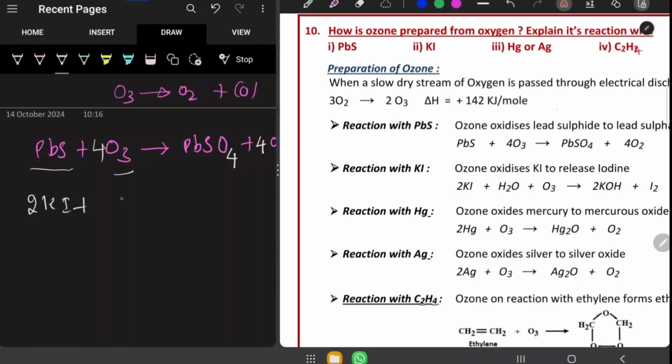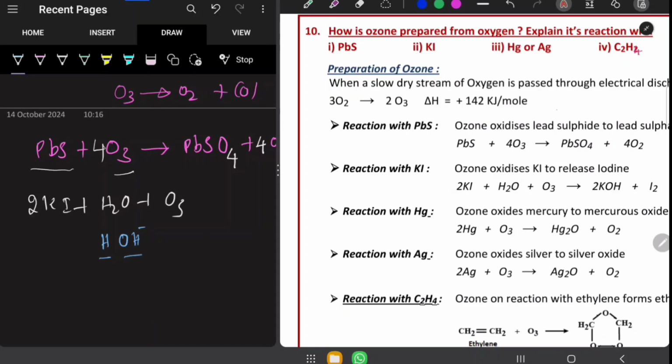2KI plus H2O plus O3. Here, H2O, you remember H2O as HOH, which means one hydrogen and one OH. You take one more oxygen from ozone, because ozone is going to provide one oxygen, no? You take one more oxygen from ozone. So I am writing here ozone, that means this oxygen is from ozone.